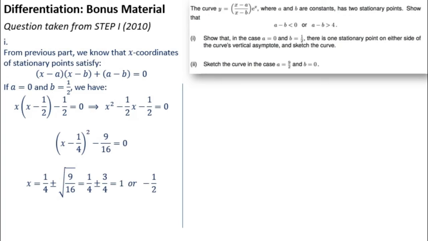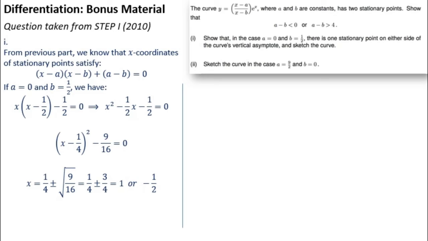You can do that any way you like. I've completed the square because remember with a STEP paper you're not going to have a calculator, so it helps to build a bit of fluency dealing with quadratics like this. You should get nice enough answers, and of course if you want to you could just multiply through by 2 and factorize things. I've got values of 1 and minus a half for x. That shows me that the stationary points occur when x equals 1 or when x equals minus a half.